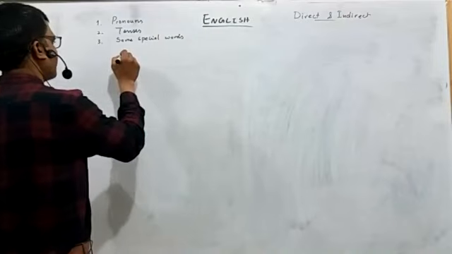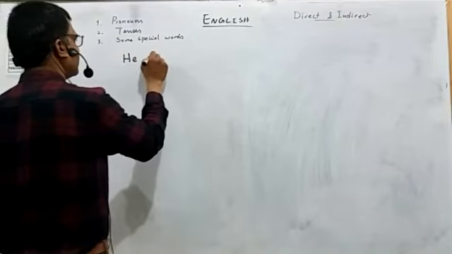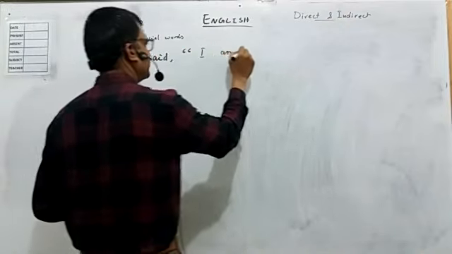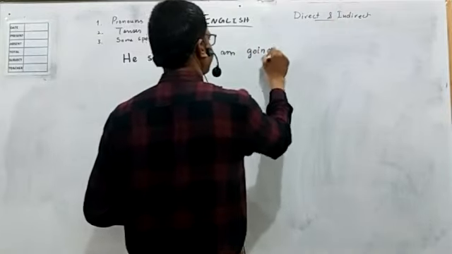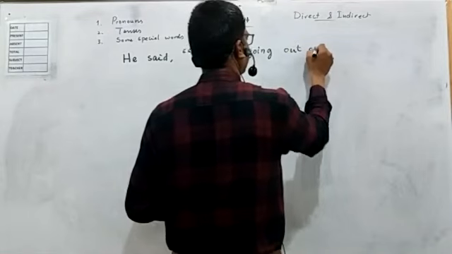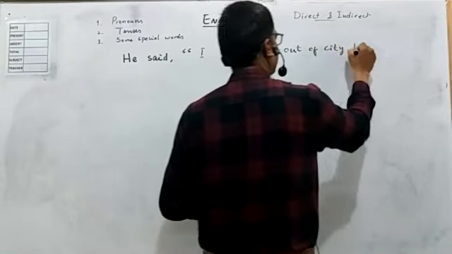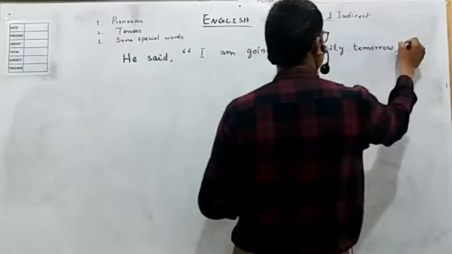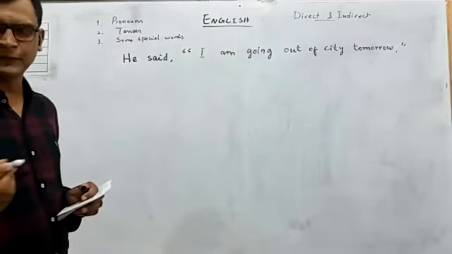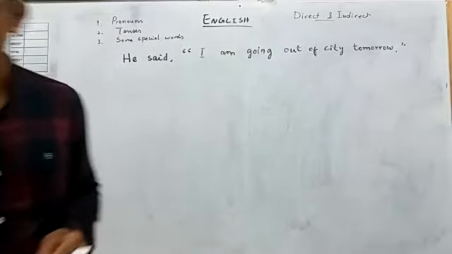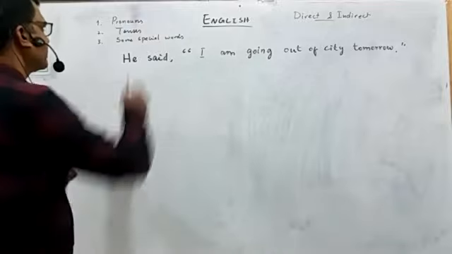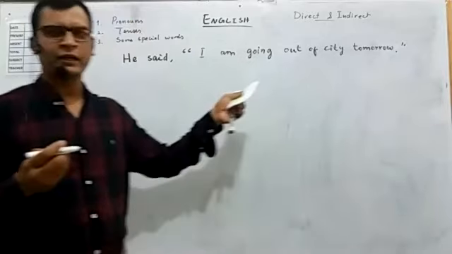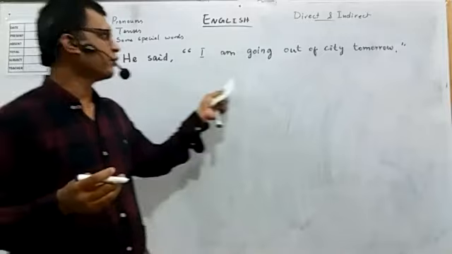So, for instance, we have a sentence like, he said, I am going out of city tomorrow. Okay, so this one sentence can help us understand these three things. This sentence is written in direct form, and this is I'm going out of city tomorrow.